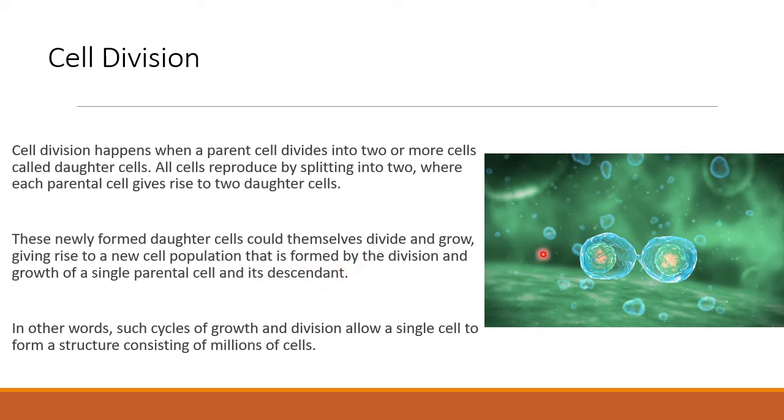As you can see here, this was a single cell which is being divided into two separate cells called the daughter cells. So this keeps on going. Such cycles of growth and division allow a single cell to form a structure consisting of millions of cells. And do you know, in every 24 hours trillions of cells divide in our body.